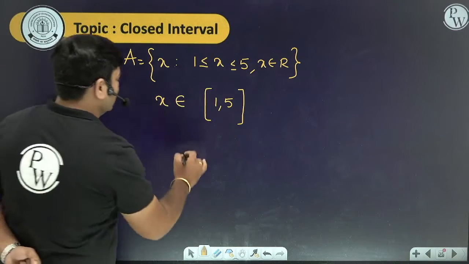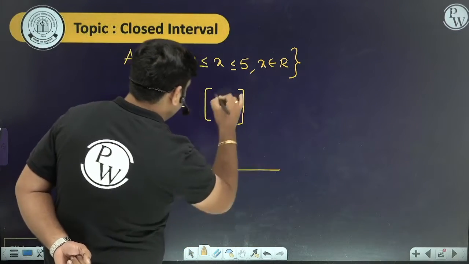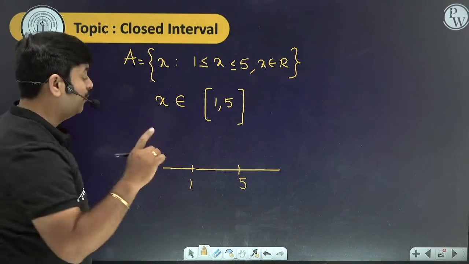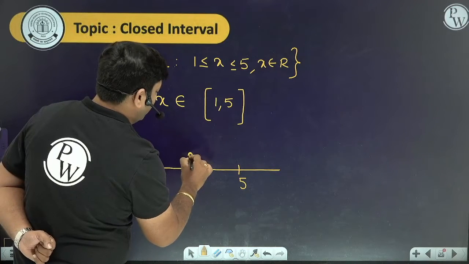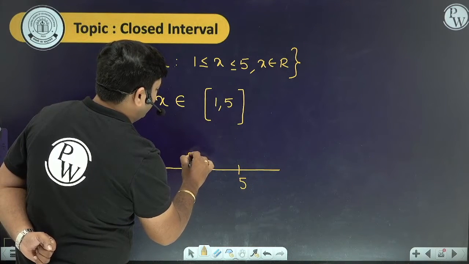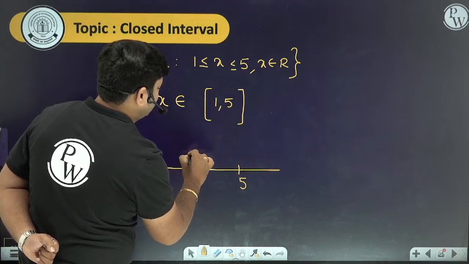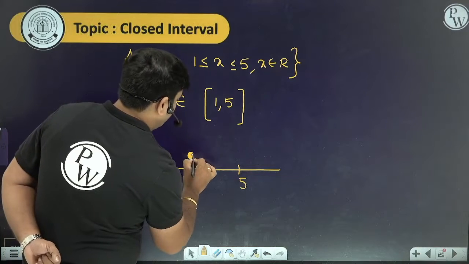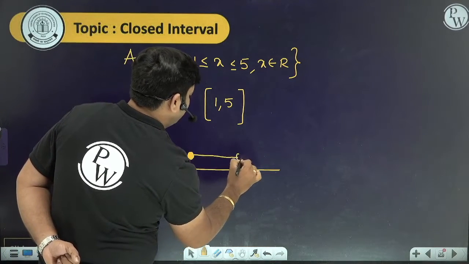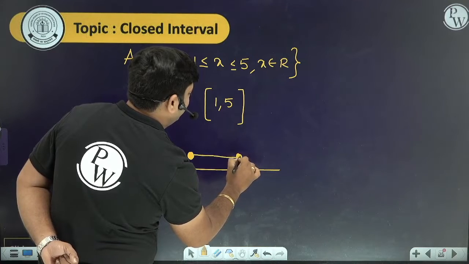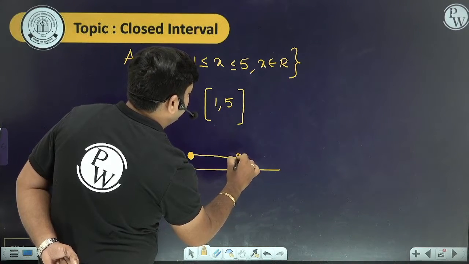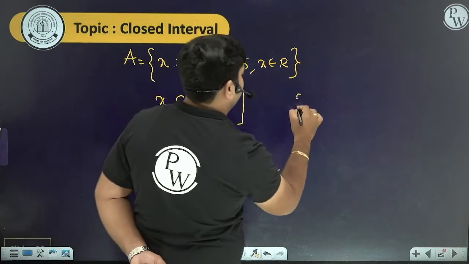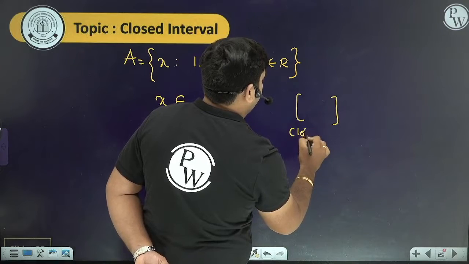Okay. So in that case, be careful. If I have a number line, if I have the number 1 and the number 5, I want to include 1 and 5 as well. So starting with 1, I keep a dotted or completely shaded circle like this. I start from 1, go till 5, and as I'm including 5 also, even 5 should be closed. So these brackets are called closed brackets.